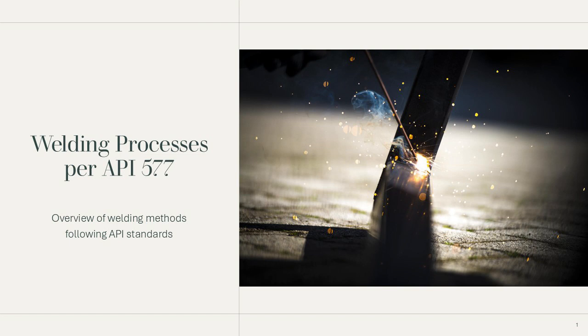Welcome everyone. Today, we'll explore welding processes as outlined in API 577. This standard is critical for ensuring quality and safety in welding operations, particularly in the petroleum and petrochemical industries. Our goal is to understand the principles behind major welding methods and how API 577 guides inspection and quality control.